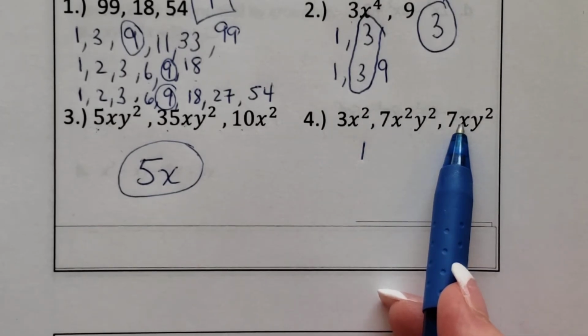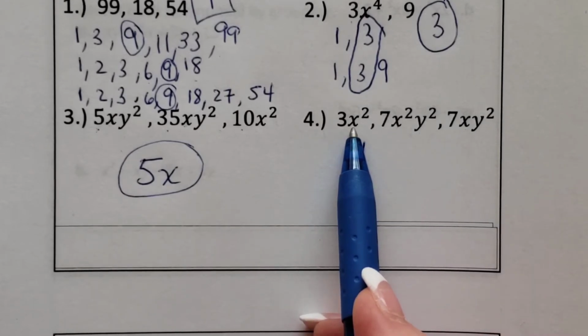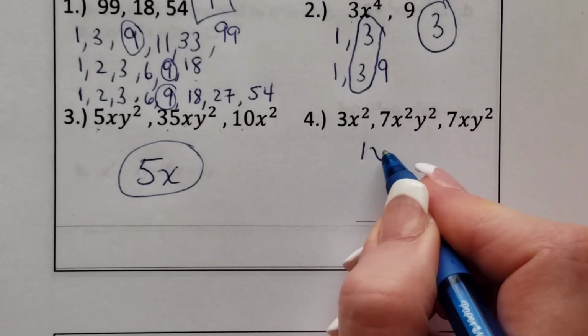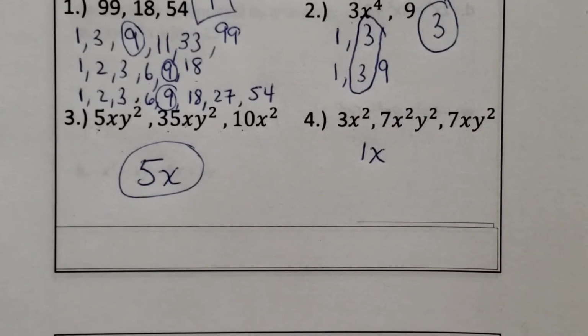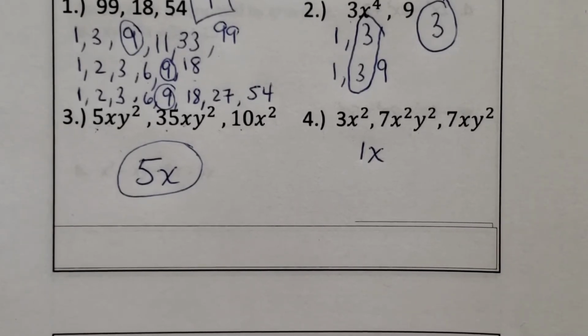1x. I could pull 1x out of here, and I could pull 1x out of that. So they only have 1x in common, all 3 of them. And then what about my y's? Do they all 3 have y's? No, they don't. So the only thing I could pull out of all 3 of these terms is 1x.